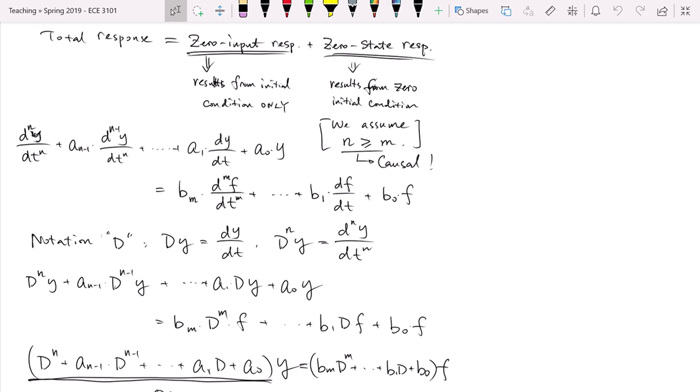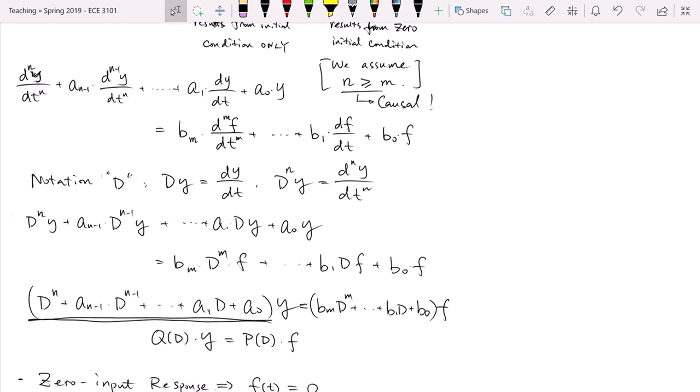And since we're talking about linear system, we mentioned the superposition property, and in this case the total response, this y of t, the total output signal, can be decomposed into two parts. One is called the zero input response, and the other is the zero state response. The zero input response is only caused by the initial conditions, so input f of t equal to 0. And the zero state response is caused by the external input f of t only, assuming all initial conditions are equal to 0.